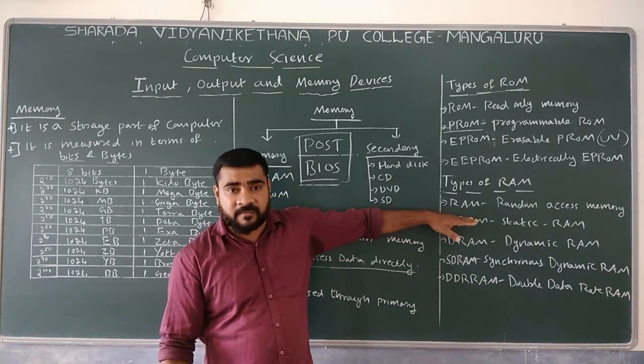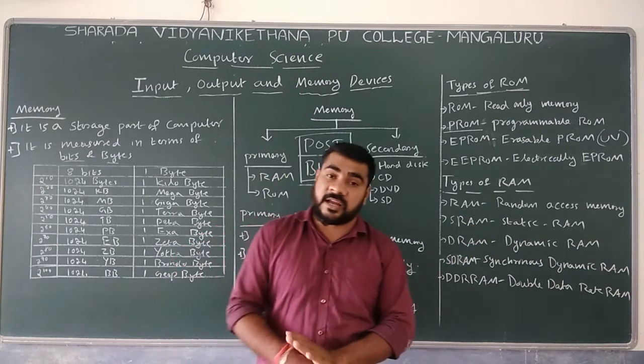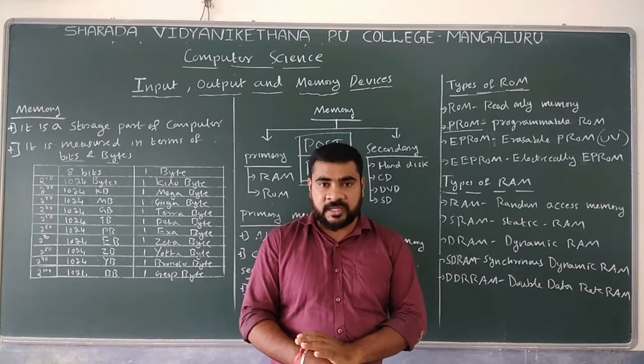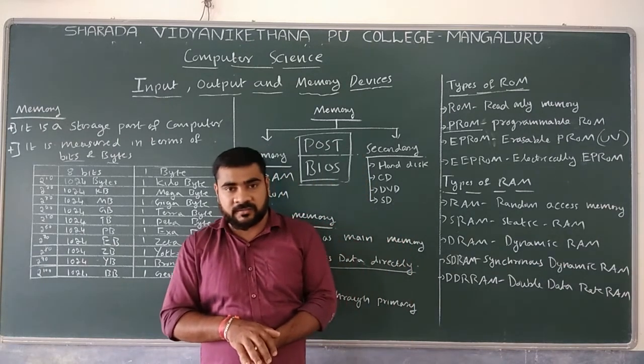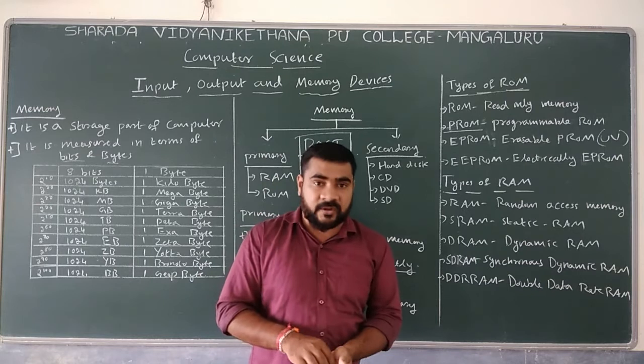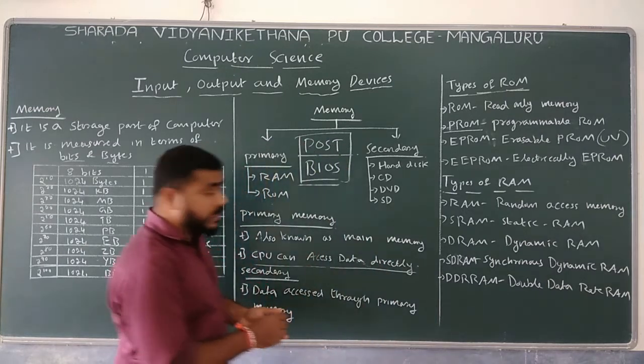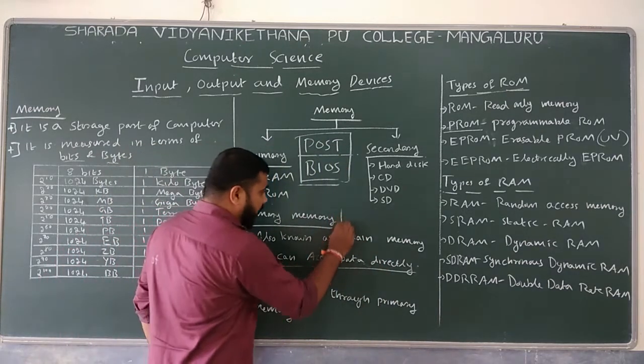Here, the first one is RAM, random access memory. The first one is SRAM. It is known as static RAM. In case of static RAM, it does not have the refresh time. So if you want to store the data, data will be stored in the form of a sequence.